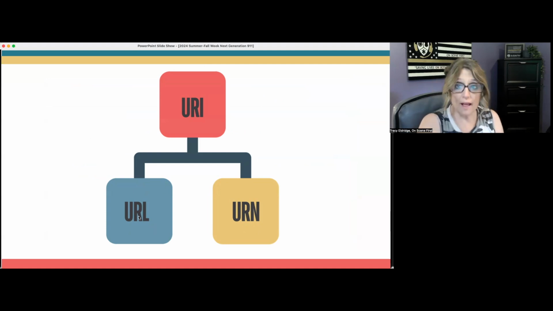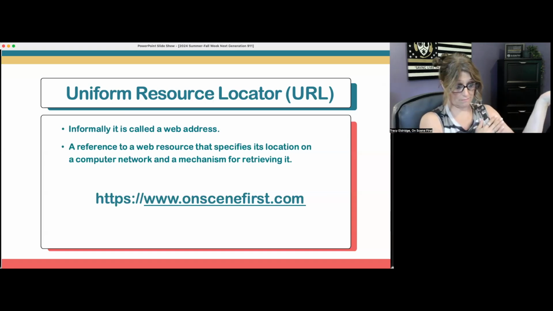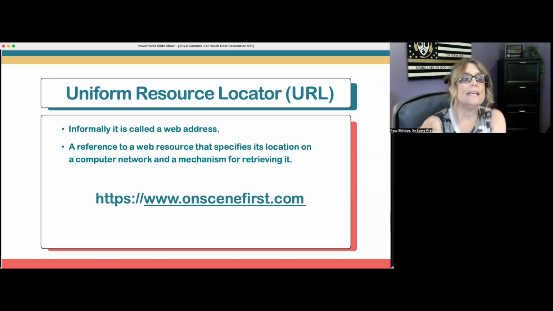And then URL is going to be location and then number. Okay. The URL, Uniform Resource Locator. Again, L, locator. Go right to the last word. Who cares about the uniform resource? It just means it's consistent for this thing and the location of it. Informally, it's called a web address.